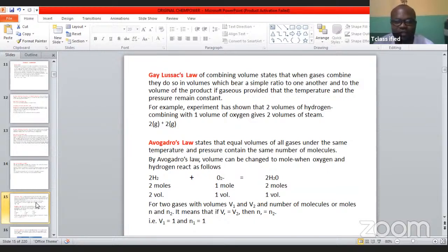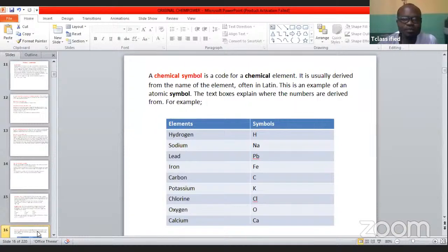Okay, so by Avogadro's law, volume can be changed to mole when oxygen and hydrogen react as follows. So this is just the essence of the law. Okay, let's move forward. That takes us to chemical symbols.